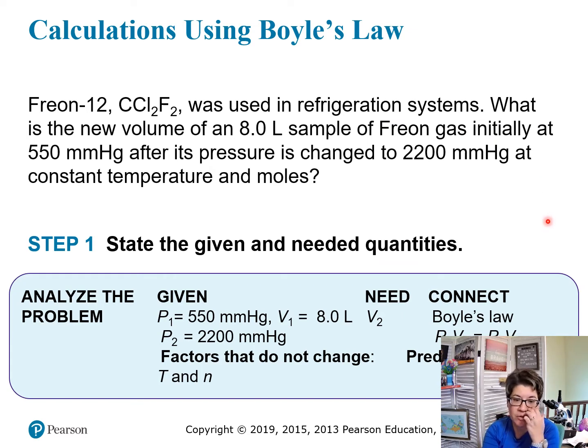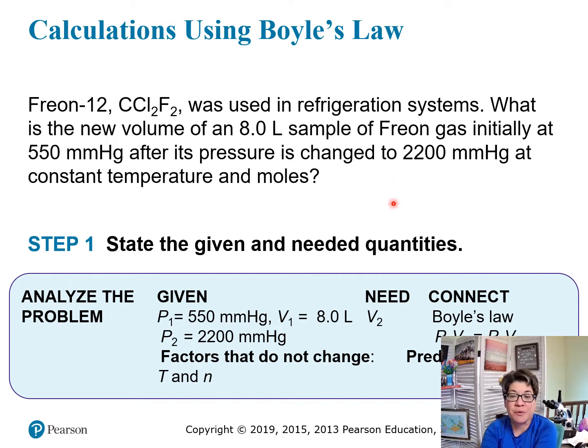Here's an example using the formula P1V1 equals P2V2 to calculate some of these parameters. So let's read through this. You have Freon 12, which is CCl2F2. It's used in refrigeration systems. And it says, what is the new volume of an 8-liter sample of Freon gas initially at 550 millimeters of mercury after its pressure changed to 2200 millimeters of mercury at a constant temperature and moles?